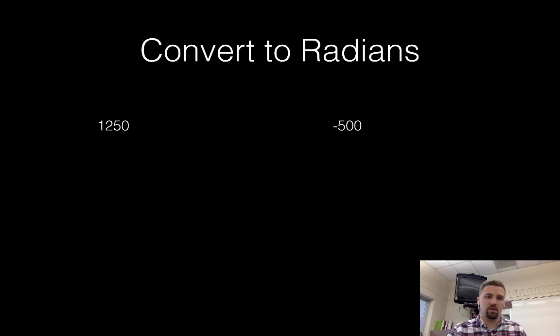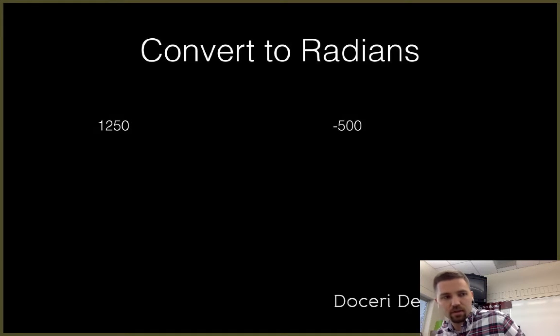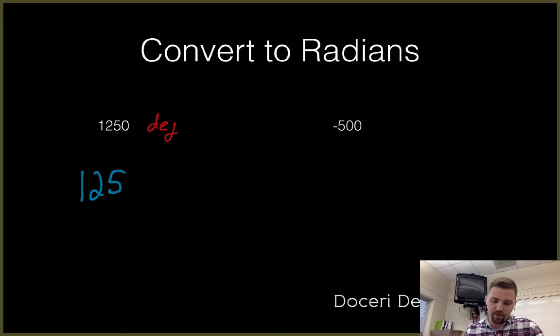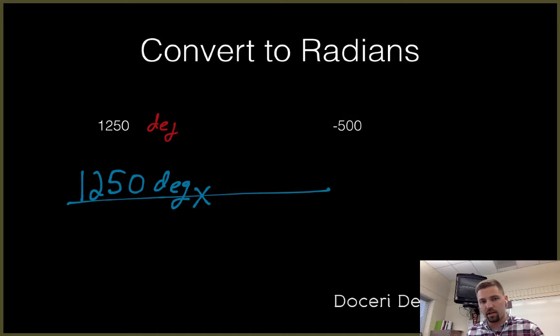If we wanted to convert 1,250 degrees to radians, here's what we would do. We would put 1,250 on a line, so this is 1,250 degrees. And we would use our conversion. I would want to cancel out degrees, so I'm going to put 180 degrees on the bottom and pi radians on top.